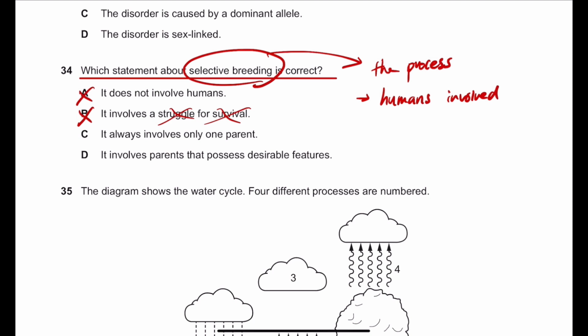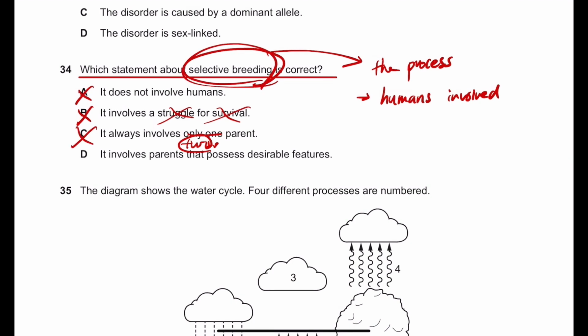C: it always involves only one parent. Now it always involves two. Actually, not always, but mostly involves two parents, because we have to breed them. Involving only one parent can happen in genetic modification, but this is not talking about genetic modification. This is talking about selective breeding. So C is not the right answer as well.